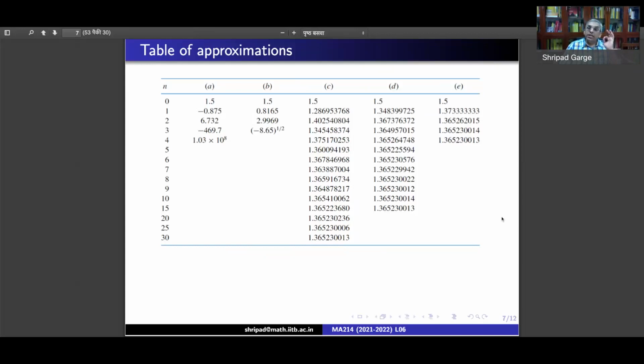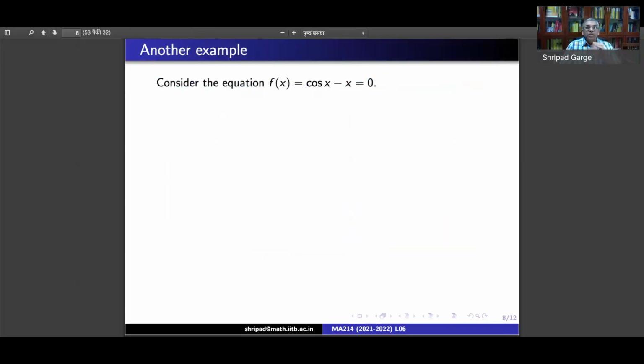So e is very powerful. That was given by Newton-Raphson, and that's a very, very powerful method. Let's look at one more example. Suppose we consider this equation f(x), which is cos x minus x, and we equate this to 0. So we are looking for a root finding problem: f(x) equal to 0, where f(x) is cos x minus x.